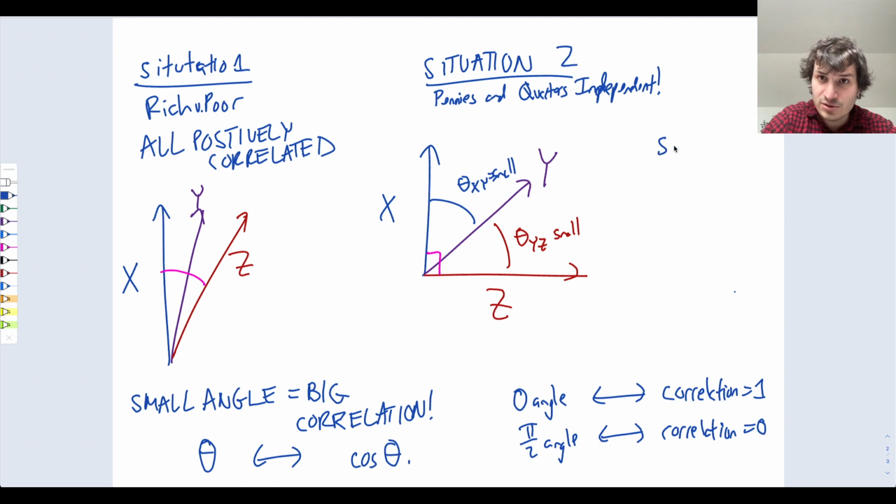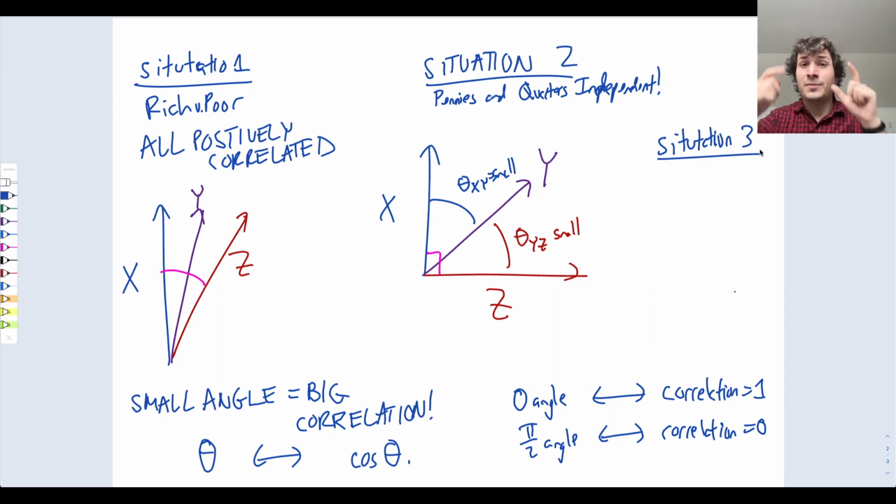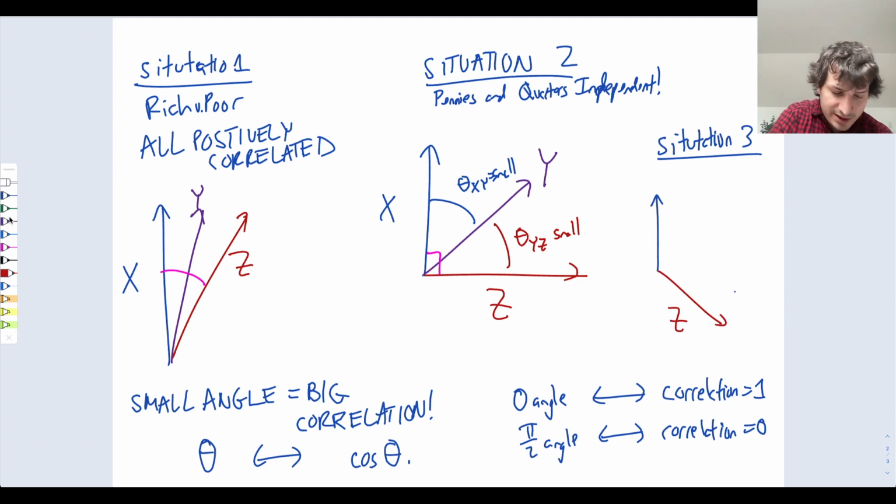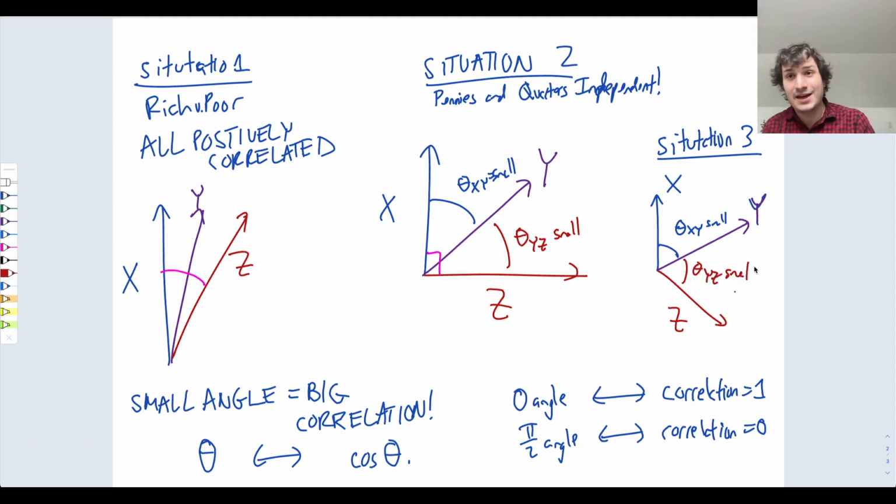Last but not least, let's do situation 3. And that was the situation where x and y are positively correlated, y and z are positively correlated, but x and z were negatively correlated. And that one looks like this. So x is here, z is down here, and y is somewhere in the middle, so that the angle between x and y is less than 90 degrees. This angle is small, theta xy small, theta yz small, and small means less than 90 degrees. As soon as you're less than 90 degrees, the correlation will be positive.